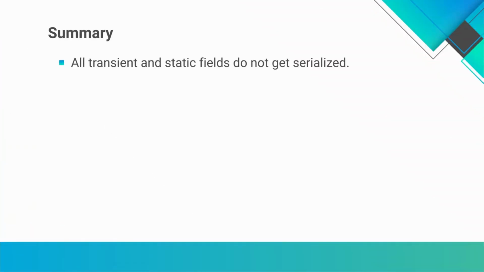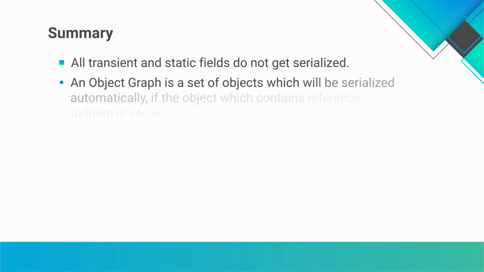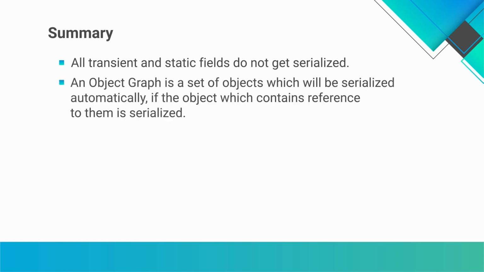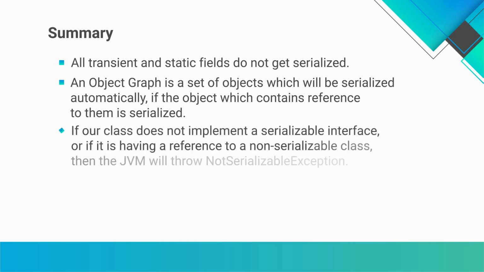If I go back to this slide, how do we prevent serializing sensitive information? I can prevent serializing sensitive information or information that I don't want to be serialized by using this keyword called transient. The summary of it: all transient and static fields do not get serialized. An object graph is a set of objects which will be serialized automatically because they lie one within the other. And the last one is, if our class does not implement the serializable interface, but I'm trying to serialize, then the JVM will throw me a not serializable exception as an error. Runtime exception comes up.